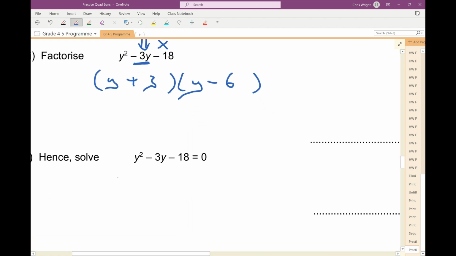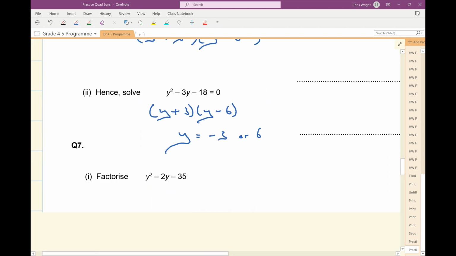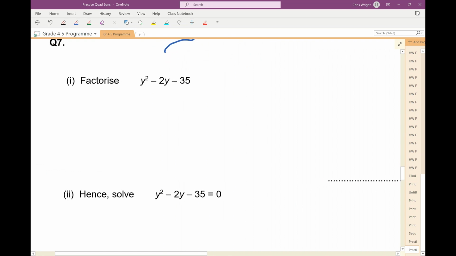So now I can use that factorization to solve this equation here. And my solutions are going to be y equals minus 3 or 6. Question 7 coming up. Right, so I've got to factorize this expression. Okay, y and y multiply to a minus, so a plus and a minus.